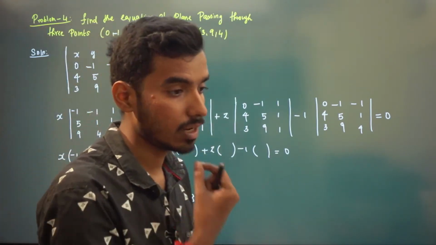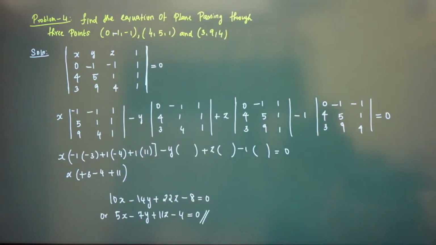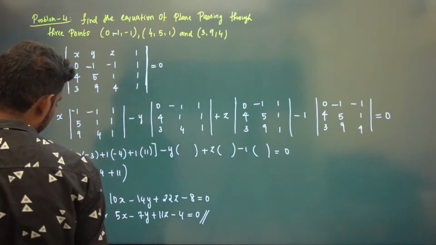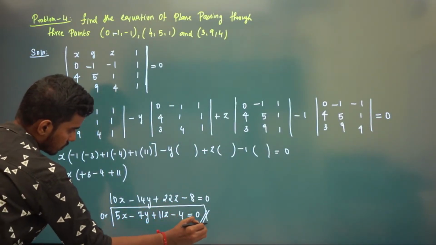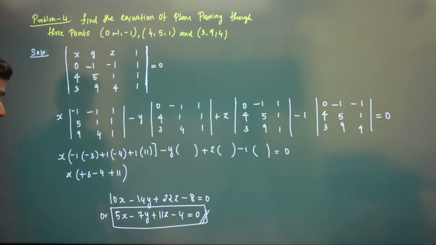You just have to expand the 3 cross 3 determinant. You will have some numbers. Multiply that, and you will get this equation: 5x minus 7y plus 11z minus 4 is equal to 0, right? So problem number 5.